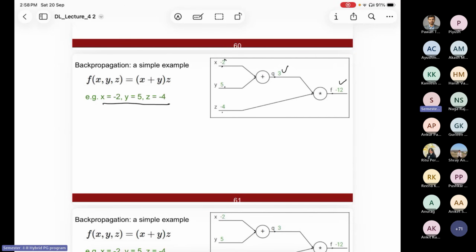Now this is the forward pass, because you are just doing the multiplication and addition. Okay, so you are applying the function and moving in a forward direction. Now you have to go back. Now we have to find the gradient. I'm going to show you how we'll go back and find the gradient with respect to x, y, and z, because these are the variables.